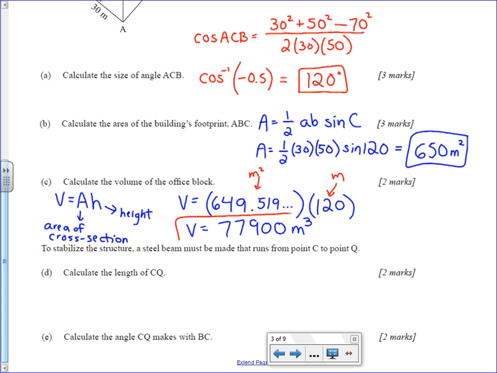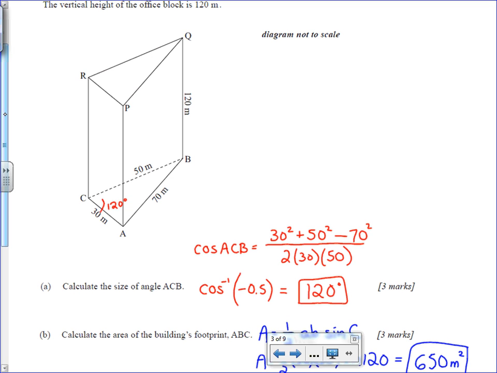Okay, so here's the volume of a building. To stabilize the structure, a steel beam must be made that runs from point C to point Q. So the first thing we're asked is to calculate the length of CQ. So I'll go back up to my picture. I want a bar that goes from C to Q. C and Q are both on that same side of the building. I have a triangle that goes from C to B to Q. That is a right triangle because this is a triangular prism that stands straight up. So anywhere that the floor meets the wall, you're going to have a 90-degree angle.